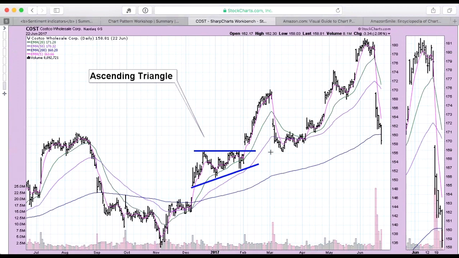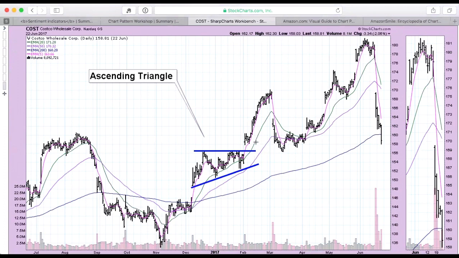Okay, so you can get these in varying time horizons, meaning with a lot of these chart patterns, I'm showing you daily charts, but you can actually apply them to shorter range charts. And I think I actually have a 60-minute chart in here for one of the examples. So that is your ascending triangle.